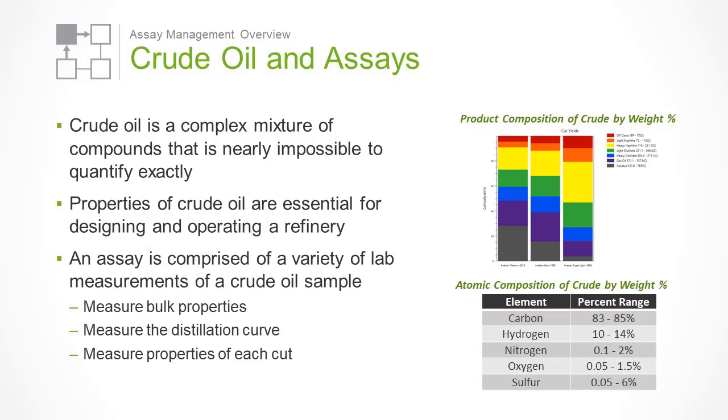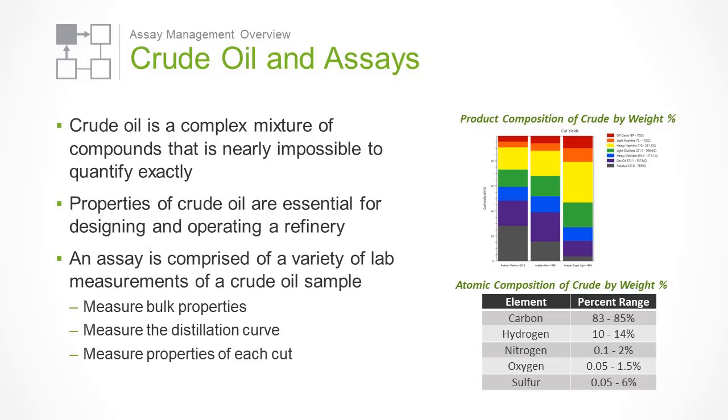Crude oil contains millions of compounds, and it's nearly impossible to quantify the exact composition of each compound in the crude oil. However, the properties of the crude oil are essential for designing and operating a refinery. Oil producers, refiners, and third-party organizations typically run a variety of lab analyses and tests on each new crude oil feedstock to determine some of its essential properties. The collection of these tests is called an assay.